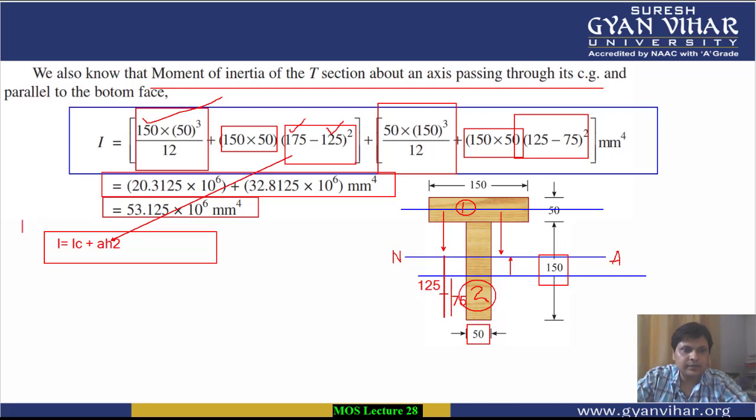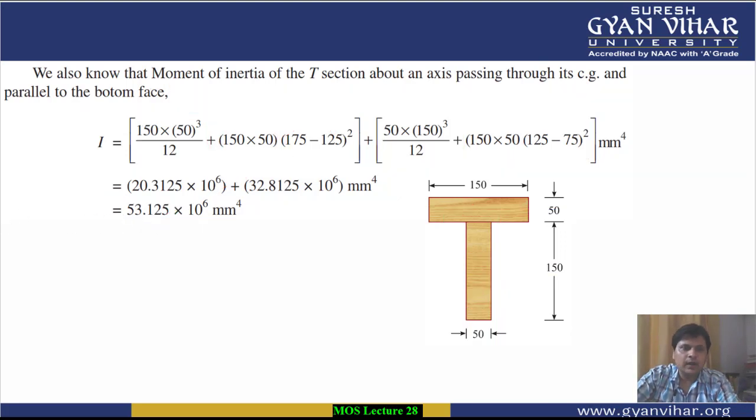So in this way, this was your parallel axis theorem. This was your parallel axis theorem, and this is used to find the value of moment of inertia for a composite section.